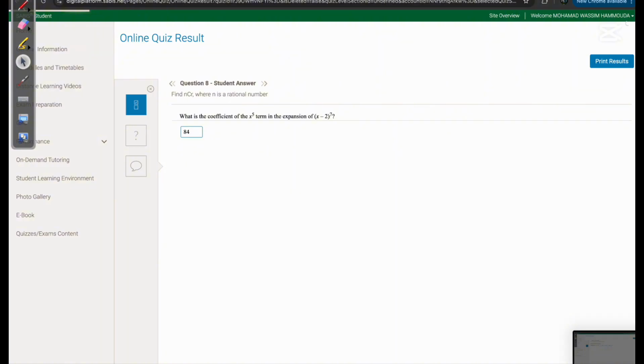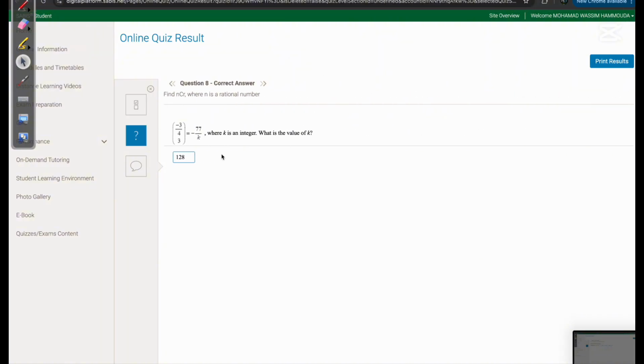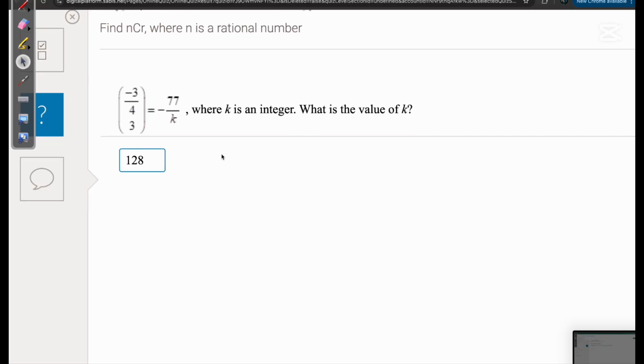Wait. Of course it freezes. This one is kind of hard, but it's not. It looks hard, but it's not.